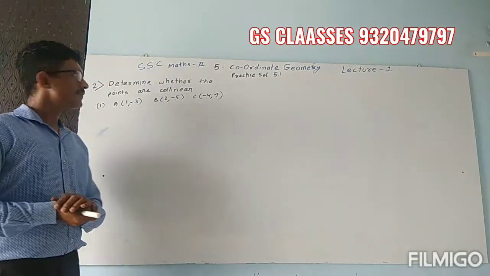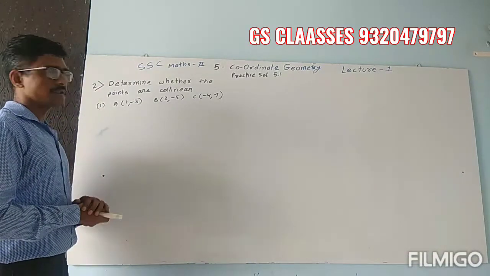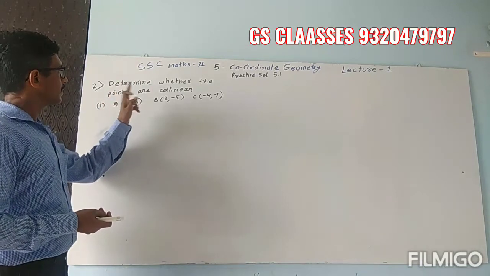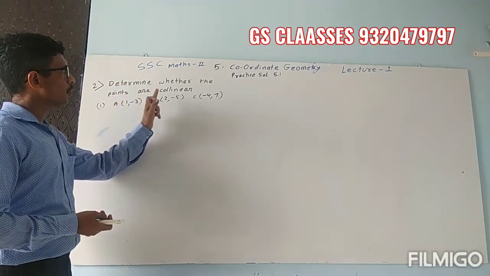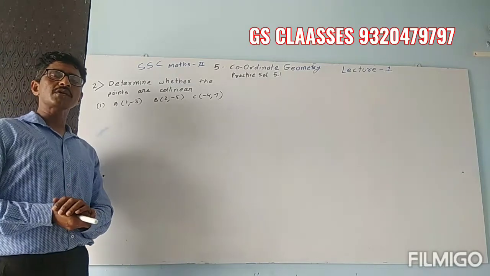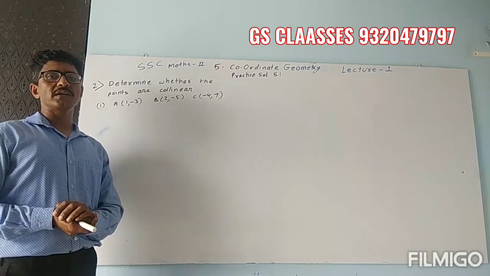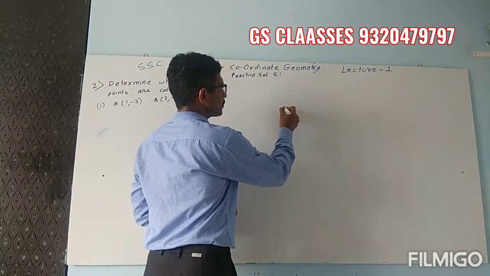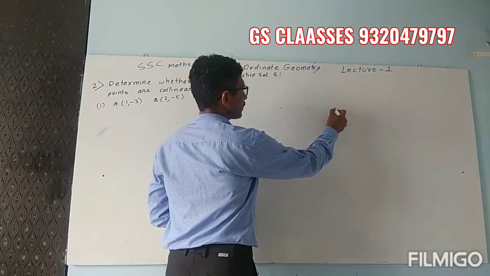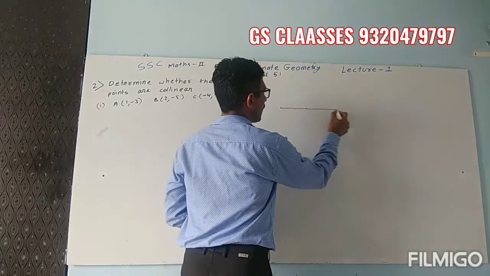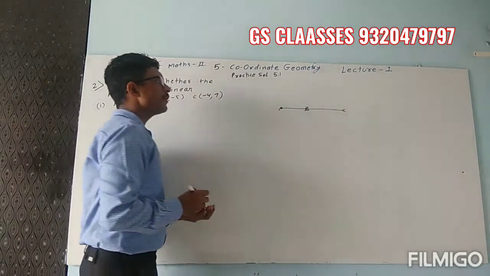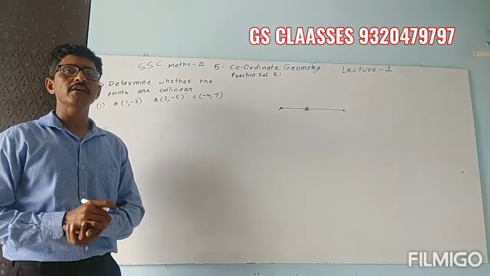Dear children, in the second question, they are asking, determine whether the points are collinear. Now what is the meaning of collinear points? Collinear means if suppose points A, B and C are on the same line, then only we say that the points are collinear.